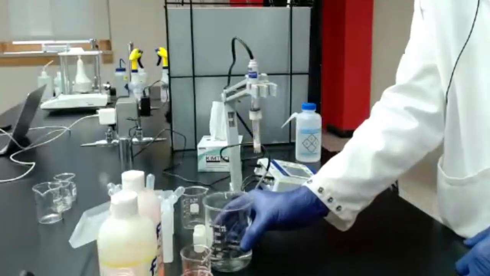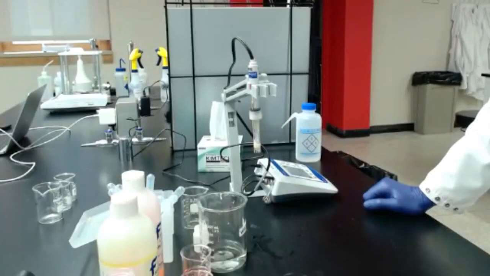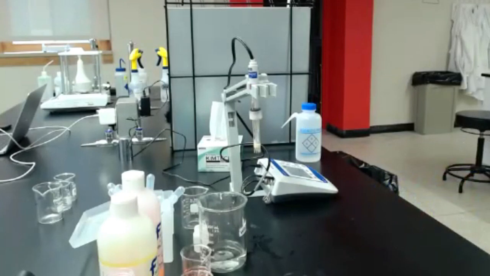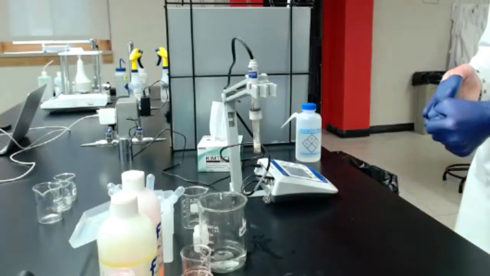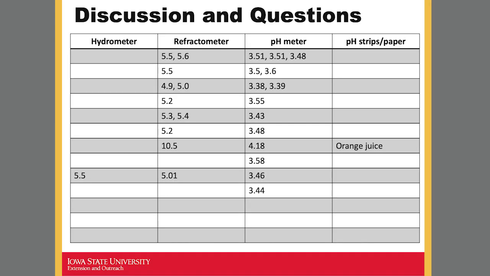Okay. I'm going to go ahead and take my gloves off here, and we're going to shift back to the slides. So it looks like we got some variation, and then we had one person replaced with orange juice. So that'll give us a different value. So let's start with Brix. 5.5, 5.6, some a little bit lower than that. So a little bit different values depending on the tools that you used.